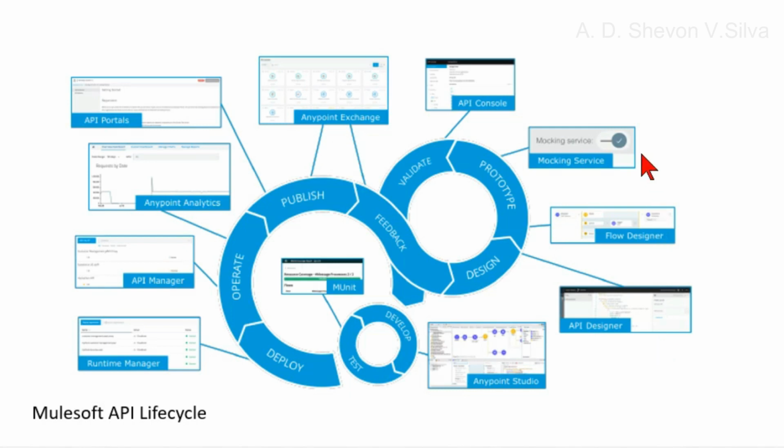Prototype. Flow Designer is a web-based tool to implement the actual API without using Anypoint Studio. This is helpful when we have to create a small prototype and validate implementation logic. It's a part of Design Center only.